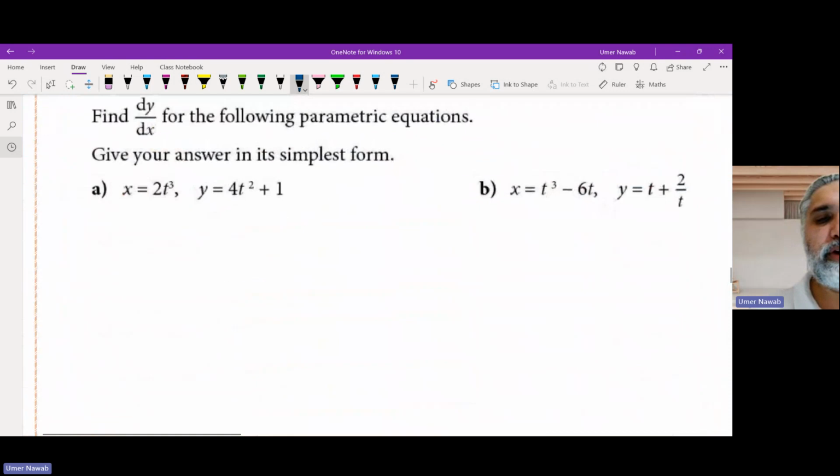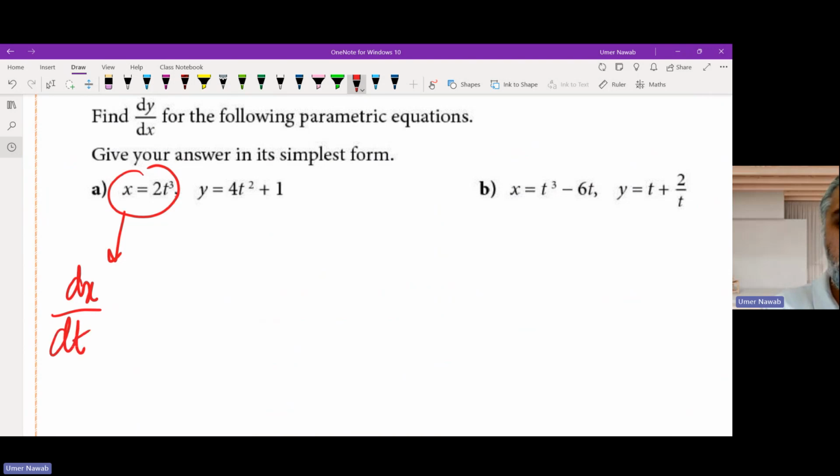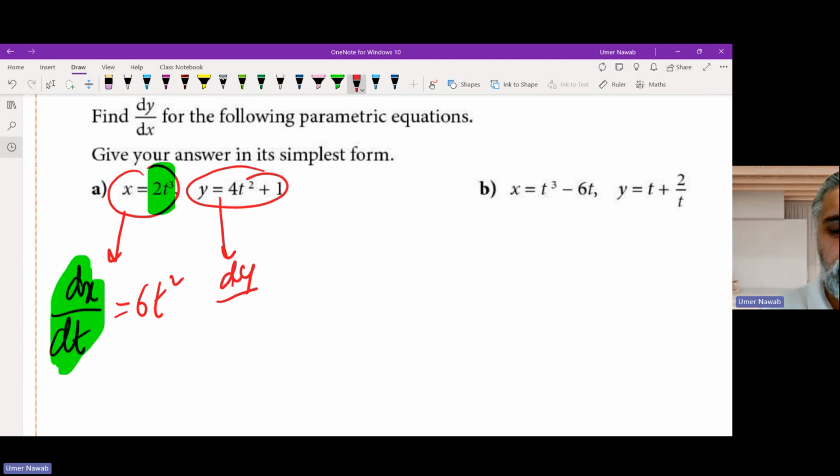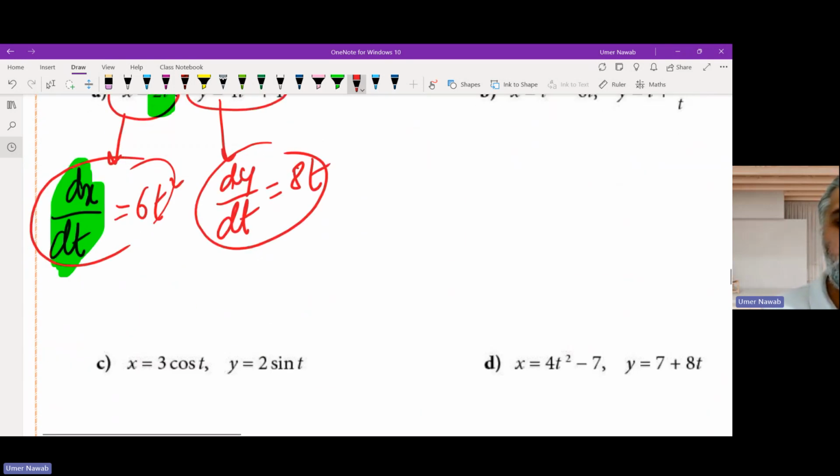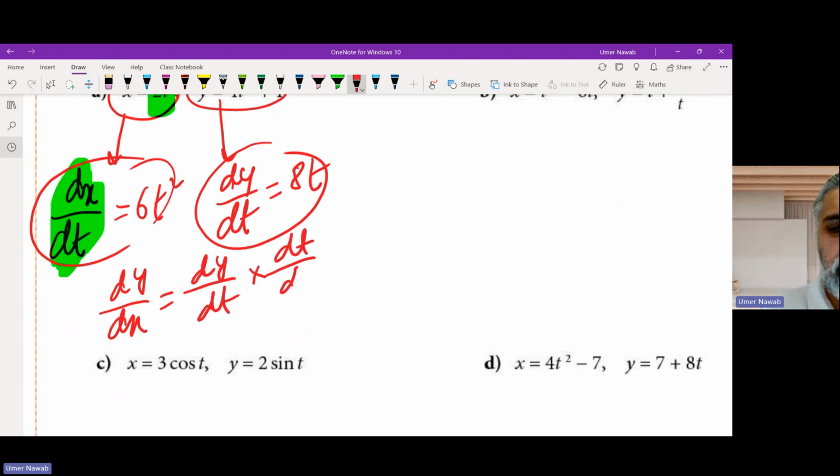Now we come to the parametric differentiation. So it gives you dx over dt. Don't forget it, guys, this is in terms of t. So I'm going to get dx over dt. What is that, guys? It is 3 times 2, 6t squared. And from here, I'm going to get dy over dt, which is 8t. Got it? After finding these two values, guys, I'm ready to find my dy by dx. And dy by dx is always equal to dy by dt times dt by dx.